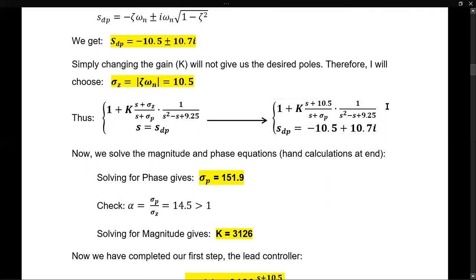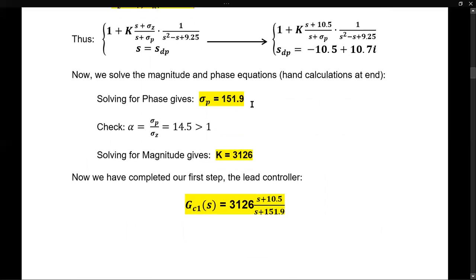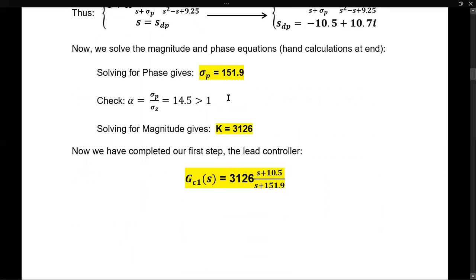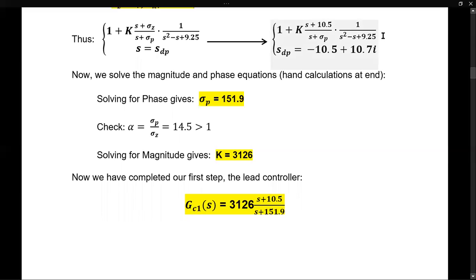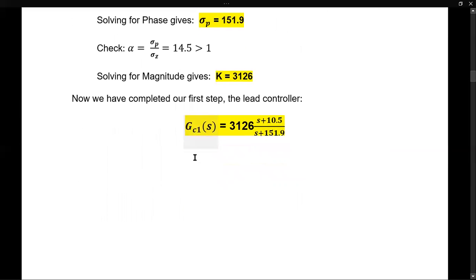And now we want to solve this equation at s equal to s_dp. So solving for the phase gives us the pole location at 151.9, and we want to double check that alpha is greater than 1, which it should be for a lead compensator, and it is. That's good. We solve the magnitude equation of this, and we find K is equal to 3126. Therefore, we have our first lead compensator, G_C1 is equal to 3126 times (s + 10.5) over (s + 151.9), right here.